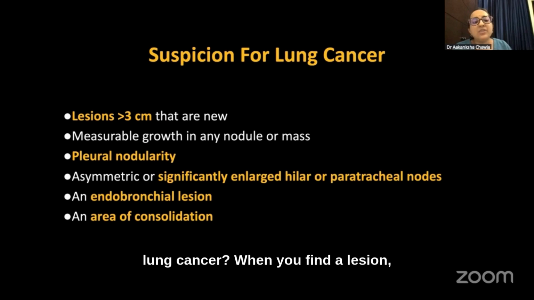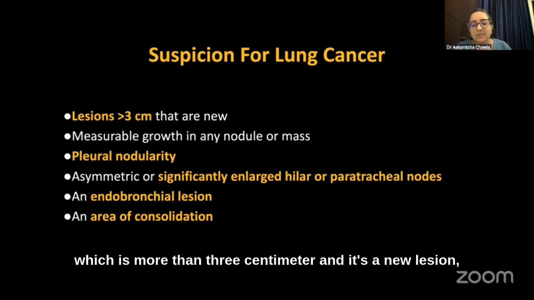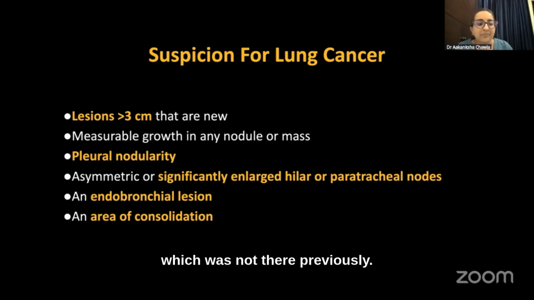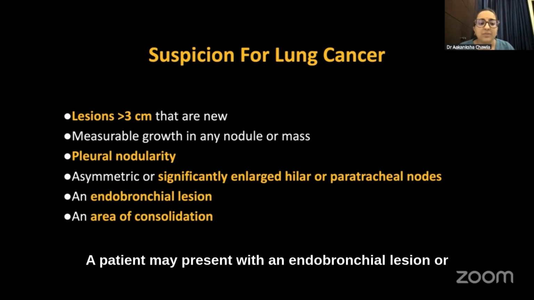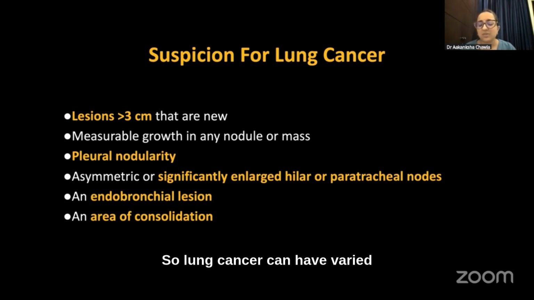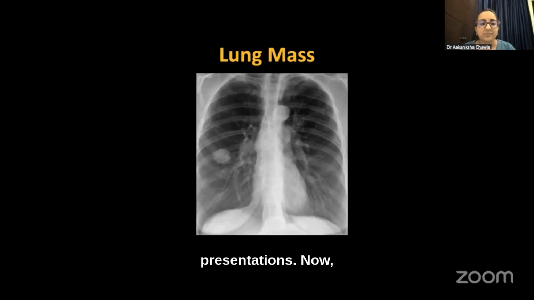When you find a lesion which is more than 3 centimeter and it's a new lesion. There is a measurable growth in any nodular mass which was not there previously. There is presence of pleural nodularity, asymmetric or significantly enlarged hilar or paratracheal nodes. A patient may present with an endobronchial lesion, or there is an area of consolidation which appears suspicious. So, lung cancer can have varied presentations.